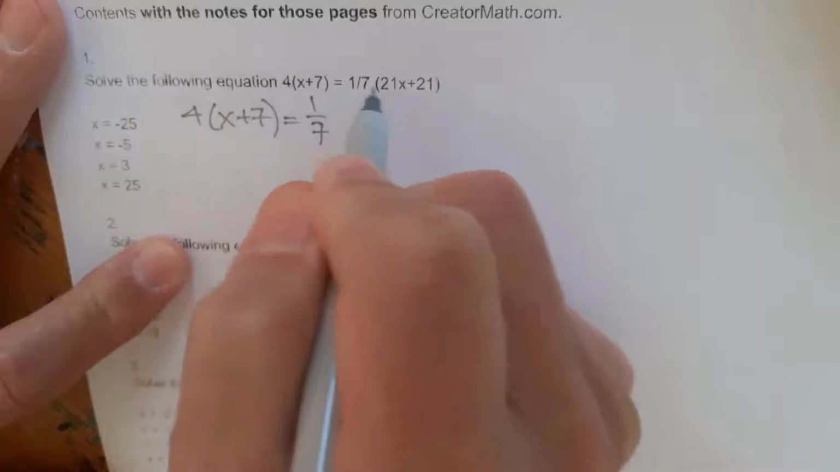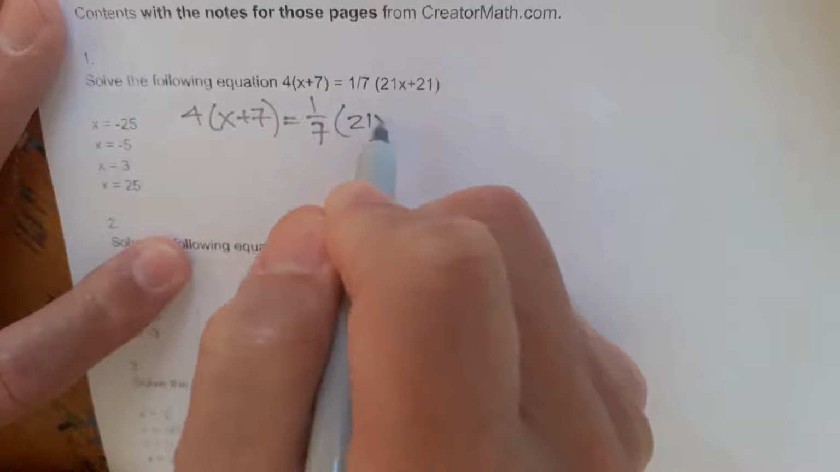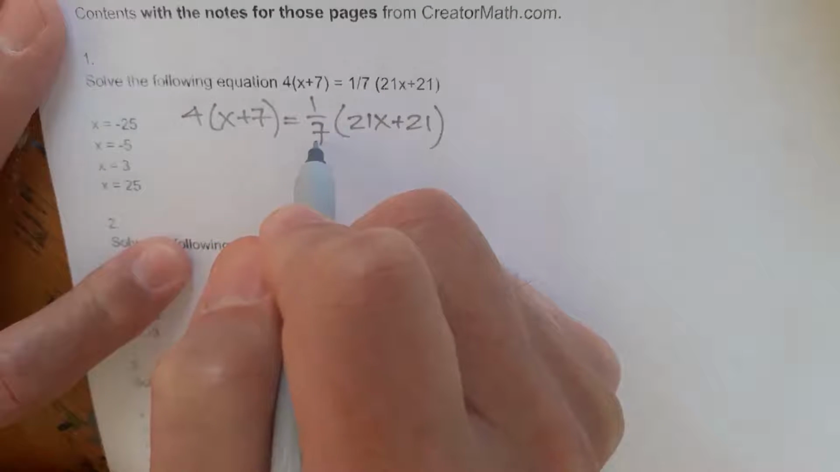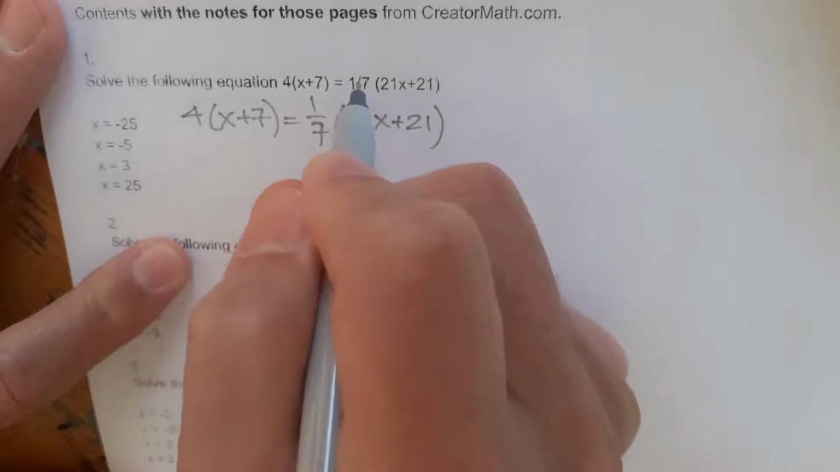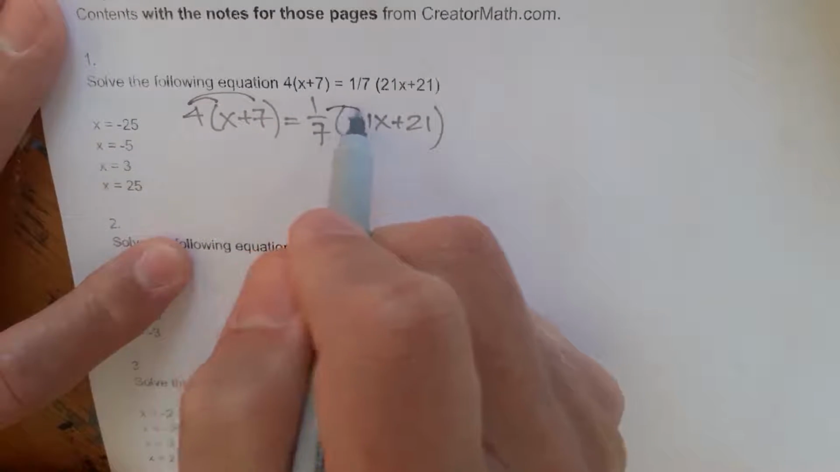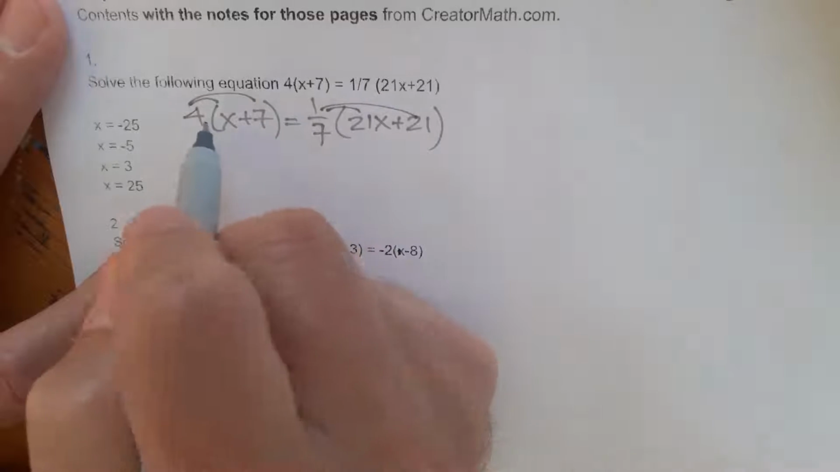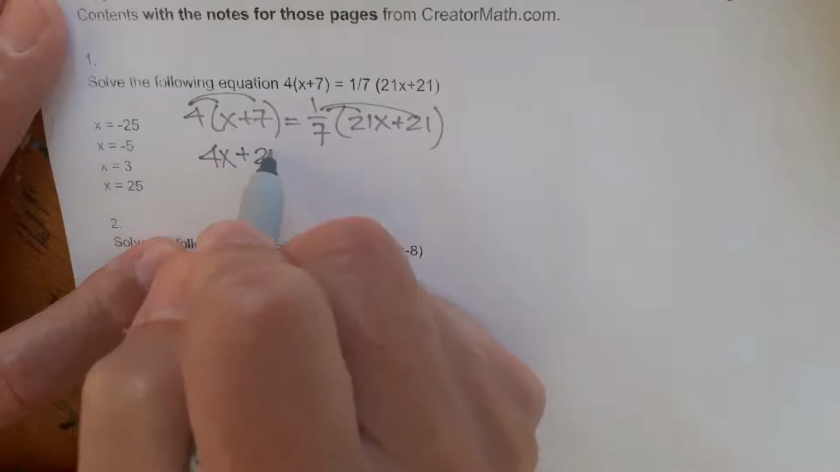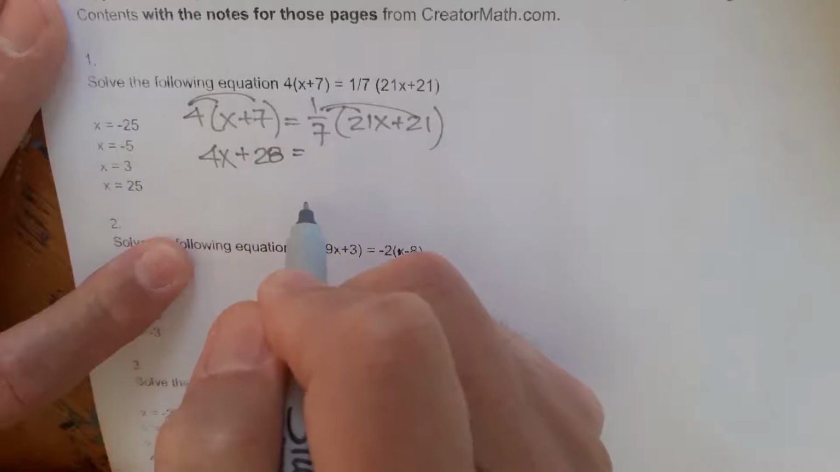So I'm going to rewrite the problem right here because sometimes when it's typed, you'll see things like 1/7. It looks a lot better to my eye to see it this way than 1/7. We're going to use distributive property first here and possibly here. This is 4 times x is 4x. 4 times 7 is 28. We're keeping the equals lined up.